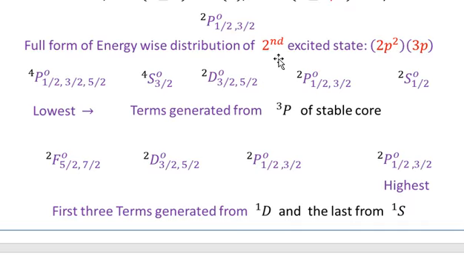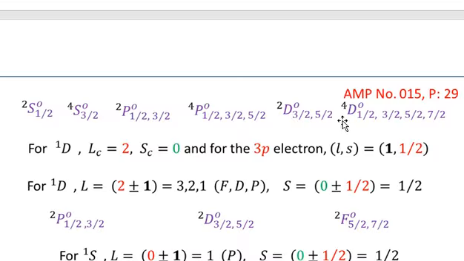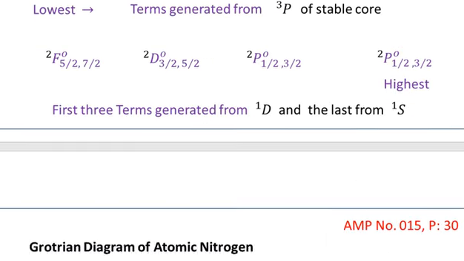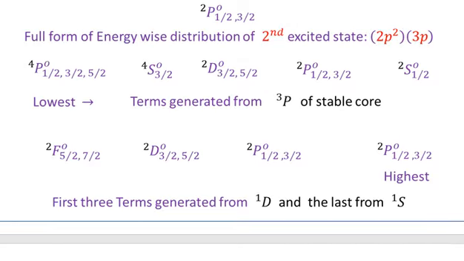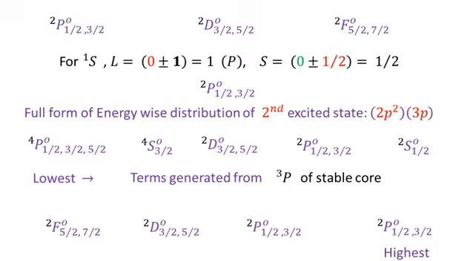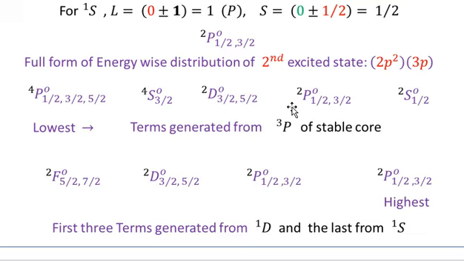So this is the full term energy-wise distribution of the second excited state. You see that I have obtained many terms over here. These are the terms that I have obtained, and I have to arrange these terms over here. Where is the 4D term? I think that I am making some mistake over here. That is, the terms have not been arranged properly.